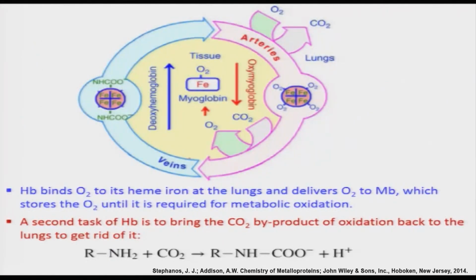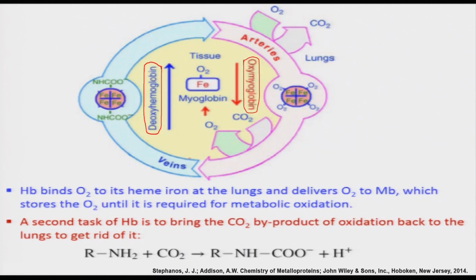This is a cartoon diagram. As you know, hemoglobin takes oxygen from the environment and converts to oxyhemoglobin at the lungs, then this passes through the arteries and comes to the tissue, where it transfers dioxygen to myoglobin, and then this hemoglobin is converted to deoxyhemoglobin, whereas myoglobin converts to oxymyoglobin, which is stored in the tissue.